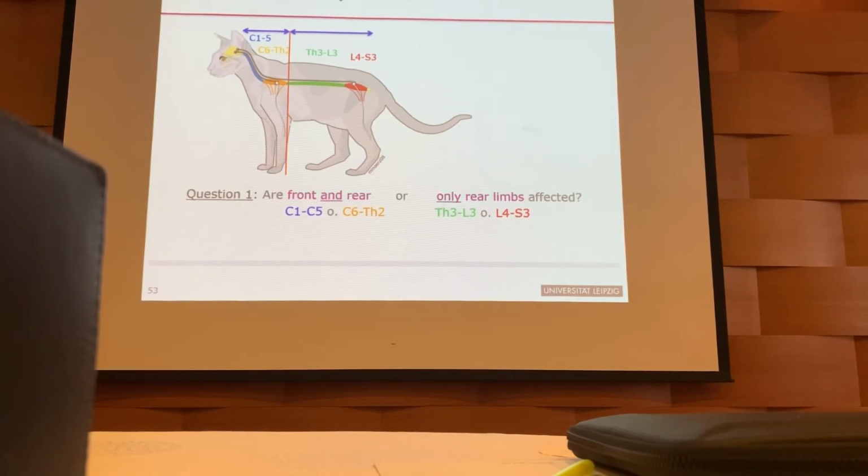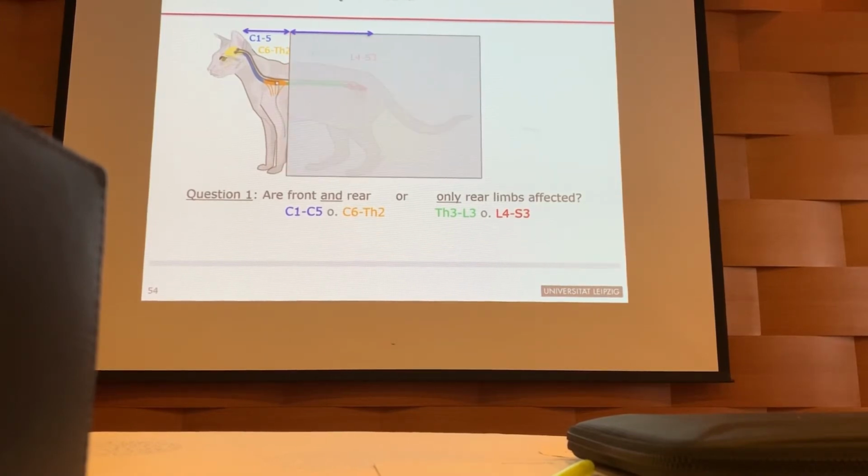Now the second question. Now we are looking at segmental spinal reflexes. And I intentionally say I am looking for reduced segmental spinal reflexes. And I hope I can explain why. In order to explain how that applies to a patient, let's assume for a moment we are looking at a patient where the answer to the first question was front and rear limbs are affected. And we said in those patients it has to be C1-C5 or C6-T2.